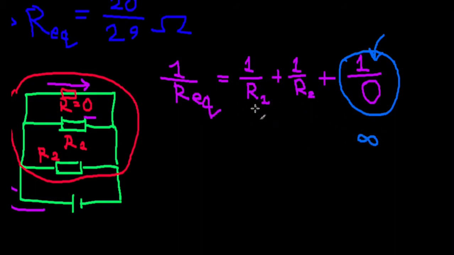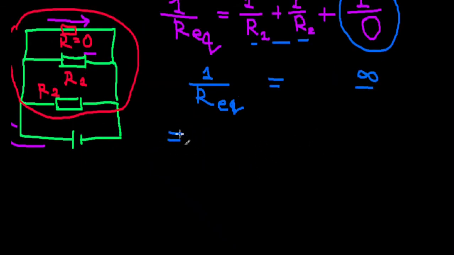So this is infinity. You have some positive numbers there, obviously, because resistance cannot be negative. So you have infinity plus some positive numbers, but that doesn't matter, it would still be infinity. So 1 by R equivalent, the reciprocal of it, is equal to infinity. Sorry about that. So R equivalent is actually going to be 0 ohms.